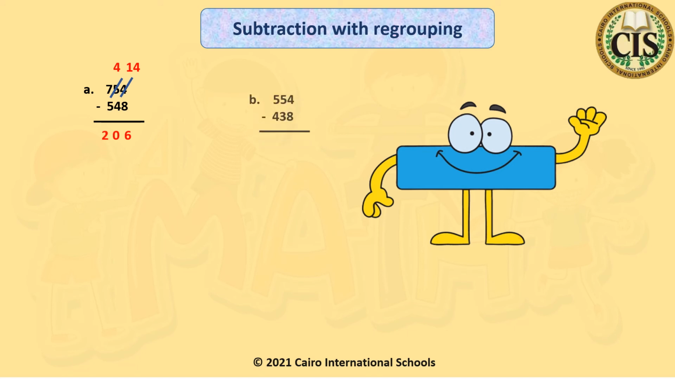The next question, 554 minus 438. 4 minus 8. Do we have more on top? No. So we will go to the next door and knock, knock, knock. 5. Can you please give me 10? 5 say yes. So 4 becomes 14 and 5 becomes 4. 14 minus 8 equals what? After 8, 9, 10, 11, 12, 13, 14. How many fingers? 6. So we will write 6.